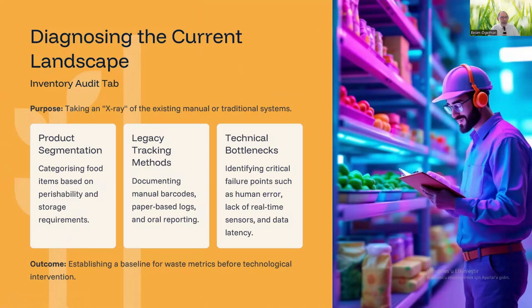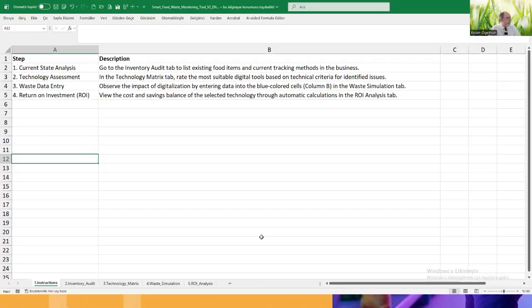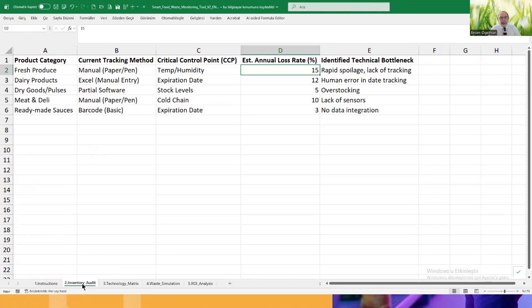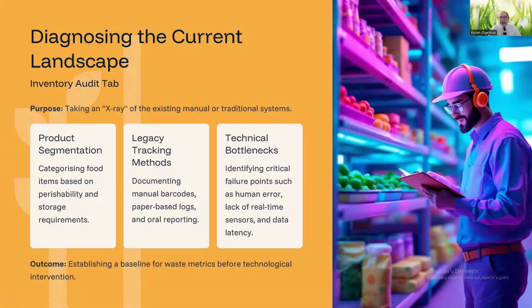Now we are coming to the second page. Inventory audit. Diagnosing the current state. Now we move to the most critical section where we take an operational X-ray of our business, the inventory audit tab. Our goal here is to diagnose exactly where and why food losses occur using a scientific approach. We must list product categories in detail from fresh vegetables to frozen goods and honestly evaluate our current tracking methods.